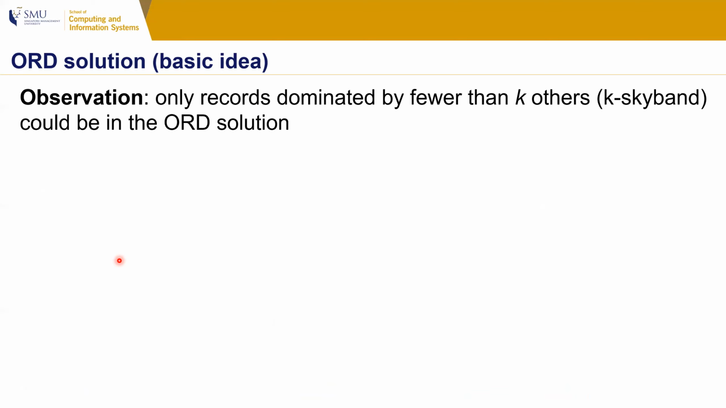So for the ORD solution, the first observation is that naturally the only records that are dominated by fewer than K others could partake in the ORD result. Therefore, the only candidate records we have are those of the traditional K skyband.